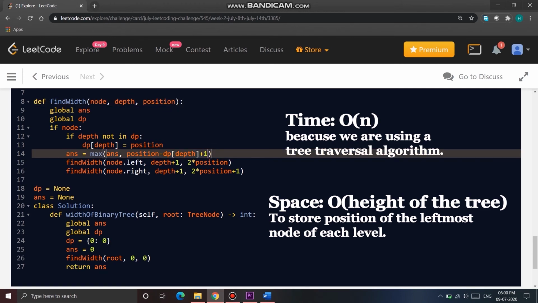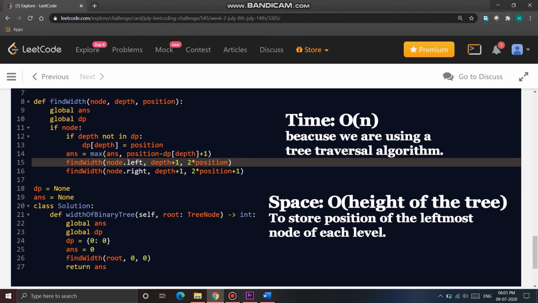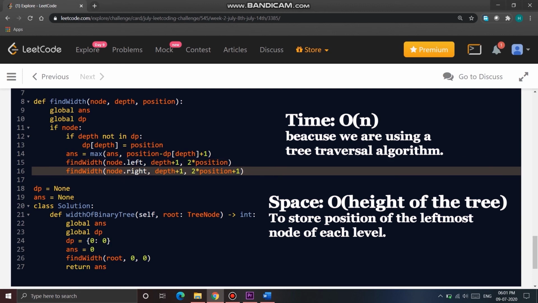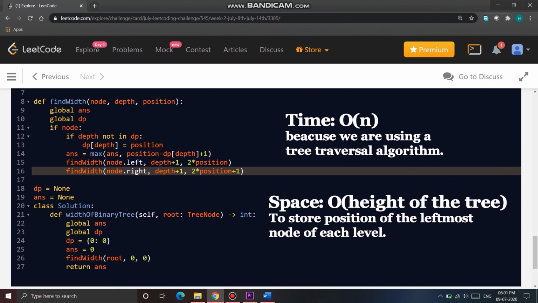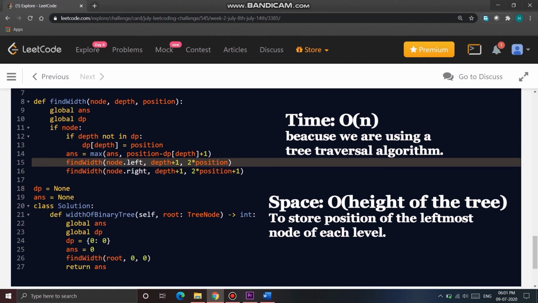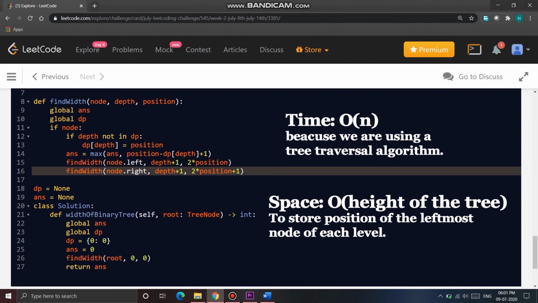Otherwise, we find the distance between the position of our current node and the leftmost node at current depth. And if this difference is greater than the previous answer, then we are going to consider this difference as the current best answer. After that, we are going to apply same method on the left child and on the right child. The new depth would be current depth plus 1, and we also need to update positions of the left and the right child. And that's it. You have just solved maximum width of a binary tree.